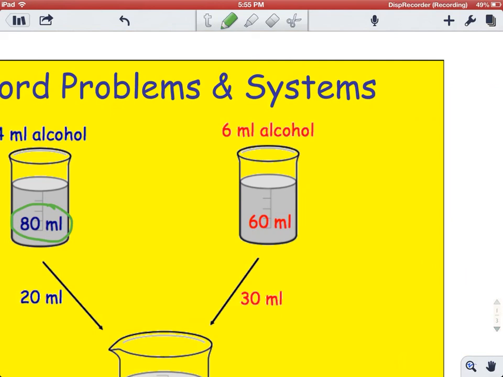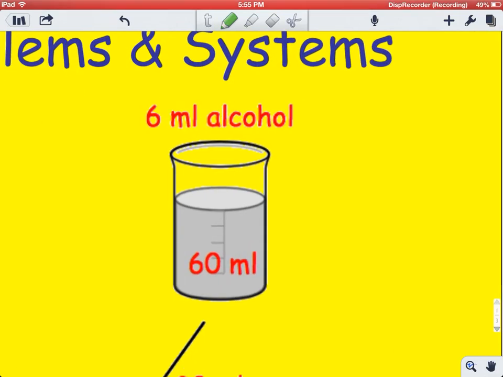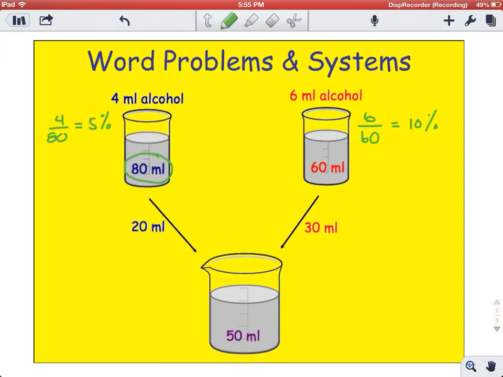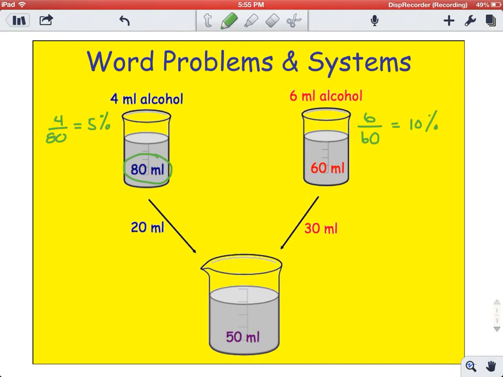Over here, we have 60 milliliters of liquid and 6 milliliters of alcohol. So that's going to be a 10% solution. So let's say I contribute some liquid from the first beaker, 20 milliliters, and some liquid from the second beaker, 30 milliliters. That'll give me a grand total of 50 milliliters. That should be the easiest part of what we do today, the grand total.